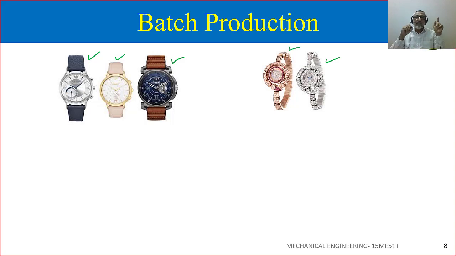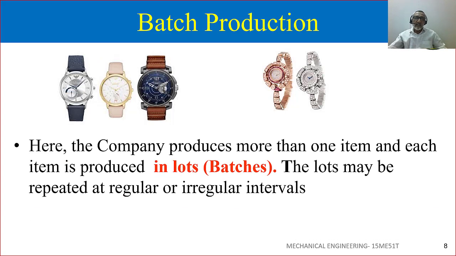But how does it differ from job production? Here the company has got standard products. So these are not produced as per the order. The company itself produces these products in batches. So batch production is a production system where the company produces one or more items, and each item is produced in batches, which is known as lots. These lots may be repeated at regular or irregular intervals.